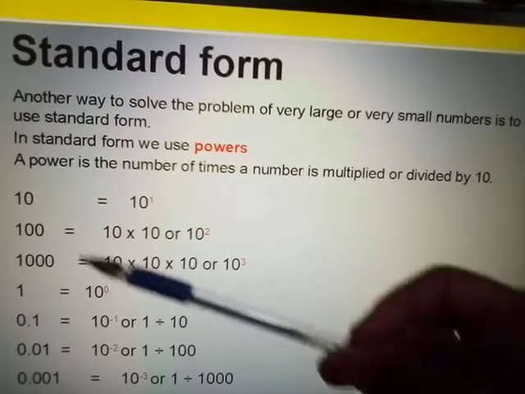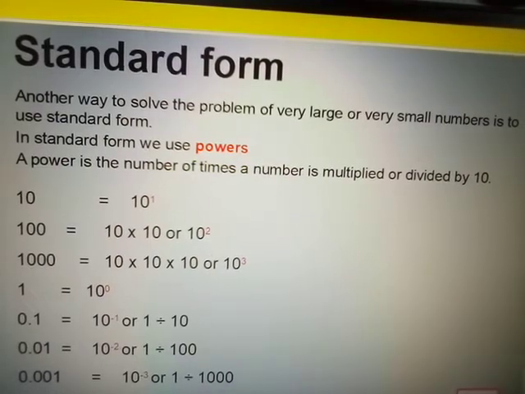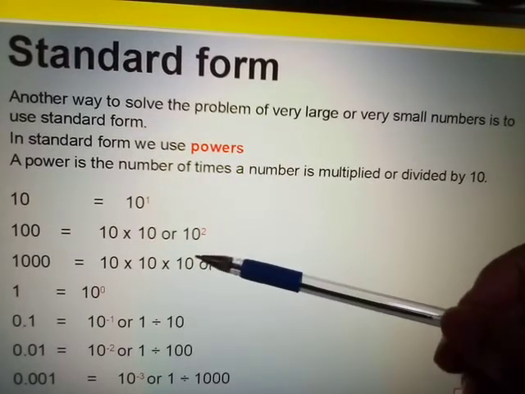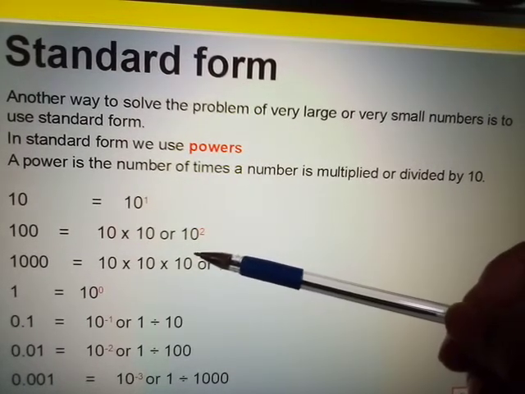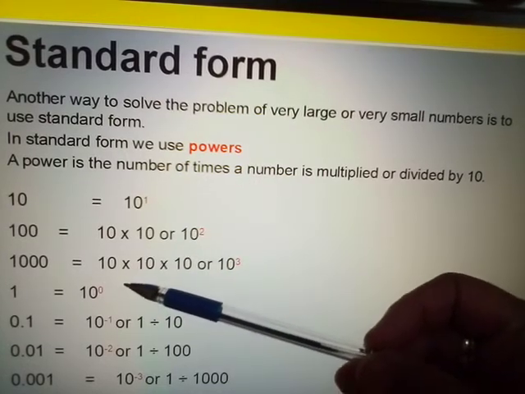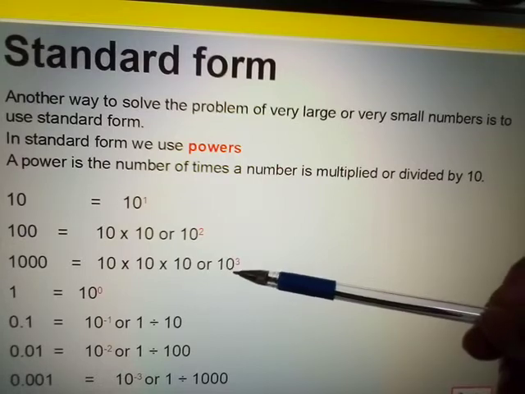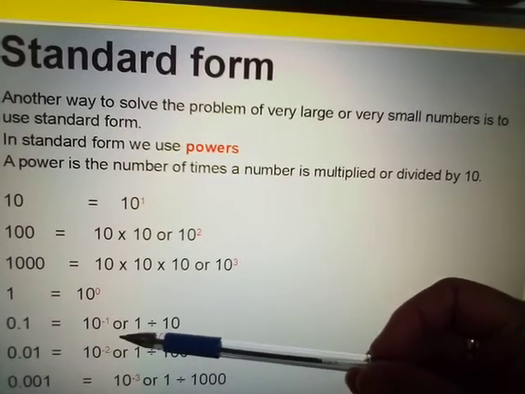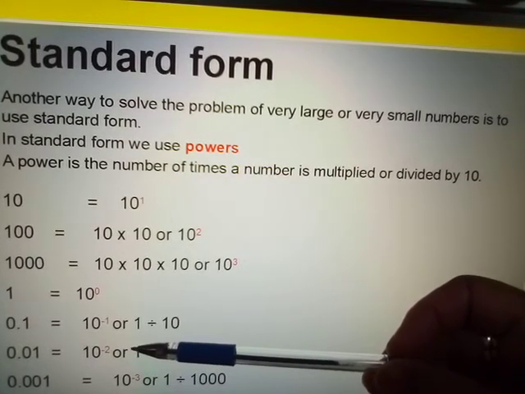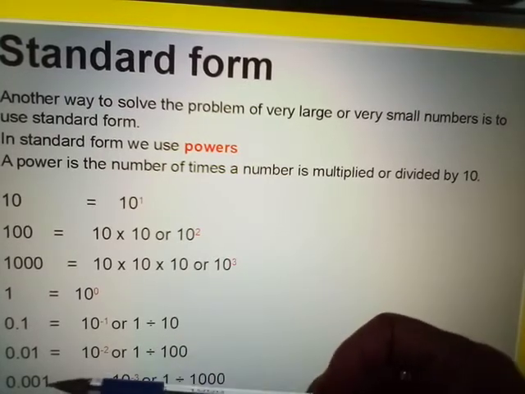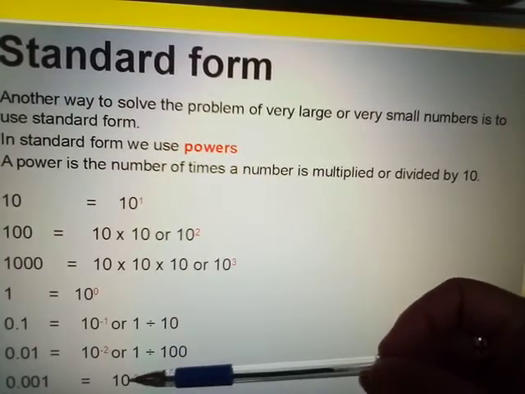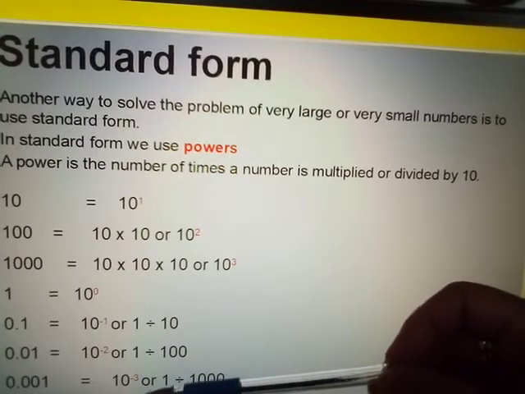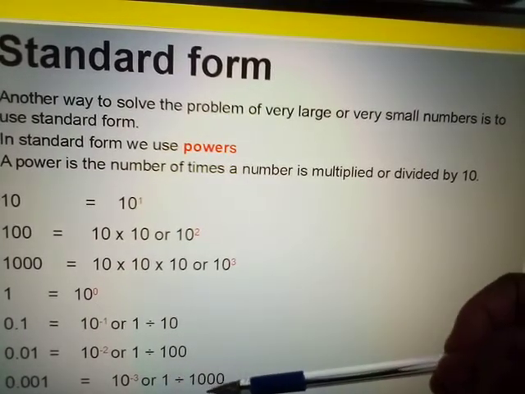Okay? And here you have values. 10 equals 10 to the 1, 100 equals 10 times 10, or just 10 squared. 1000 equals 10 times 10 times 10, or 10 to the cube. 1 equals 10 to the 0. 0.1 equals 10 to the minus 1, which is 1 divided by 10, which is 0.1, and 0.01 equals 10 to the minus 2, which is 1 again divided by 100, and 0.001 equals 10 to the minus 3, or if you like 1 divided by 1,000. Okay.